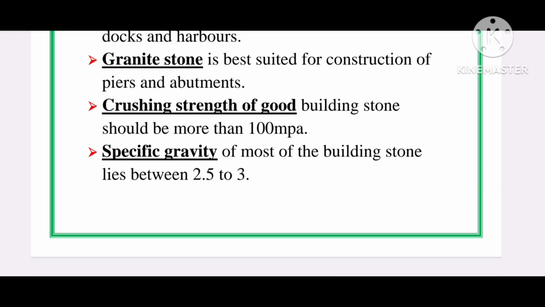Granite stone is best suitable for the construction of piers and abutments. Crushing strength of good building stone should be more than 100 megapascal. Next point, specific gravity of most of the building stones lies between 2.5 to 3. These are very important points, this crushing strength and specific gravity also.